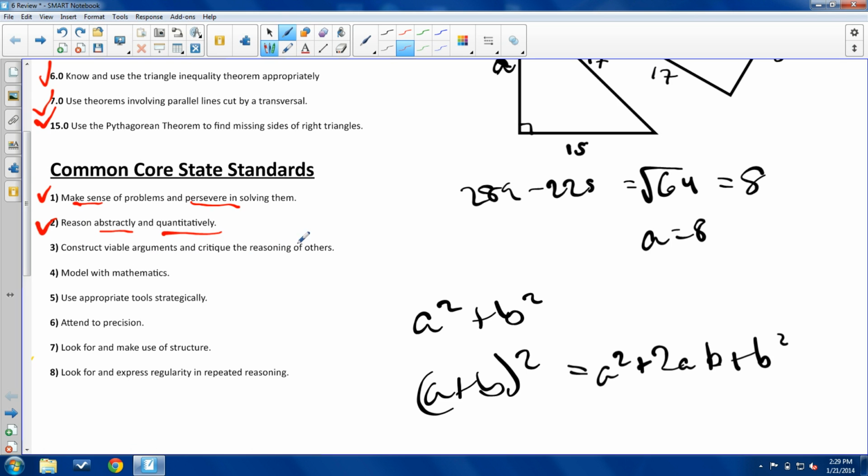Construct viable arguments and critique the reasoning of others. Okay, this is the big one. This is the one that I want you to just get out of this class. If you don't get this, then I'm going to say you didn't get that much out of this class. You can tell, right? Because I want to give you chances to do things that aren't just math. And we did the logic puzzle with the court case.